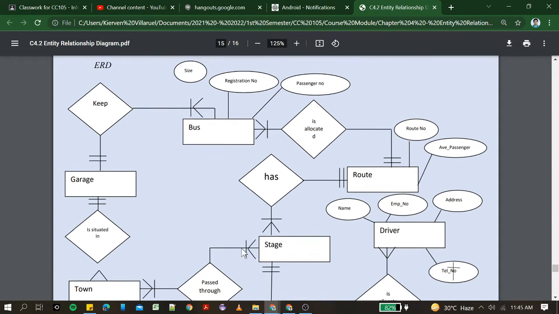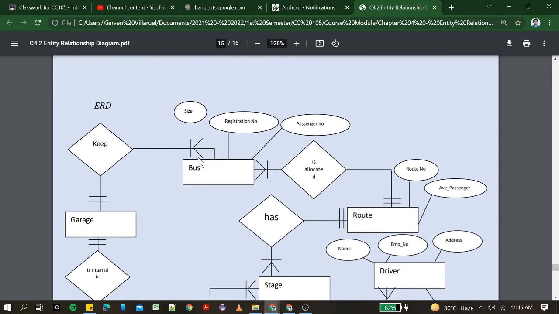Sige, balik natin. Pumunta tayo dito sa bus. Okay, sige. One or more bus can be kept or can be garaged in only one garage. Diba? So, yung isa o higit pang mga bus ay pwedeng igarahe sa isang garage. Hindi naman pwedeng nakagarahe yung isang bus sa dalawang garahe. Baka hinati yung bus. Pero walang ganun. Pag binaliktad natin, a garage can keep more than one bus.